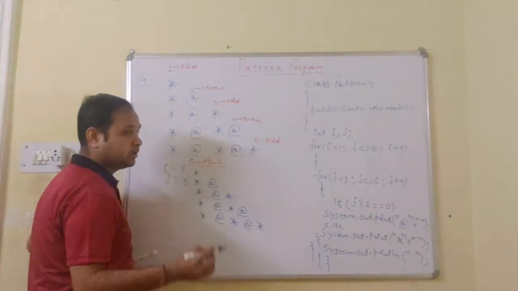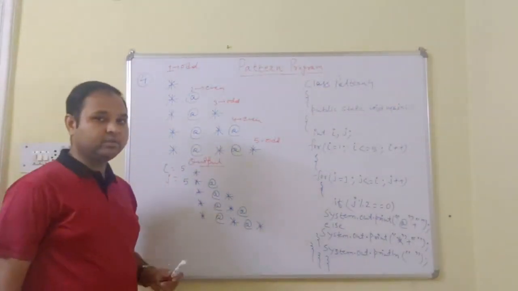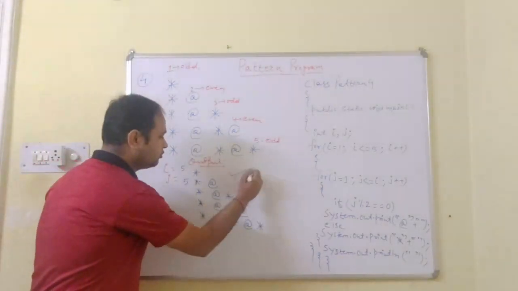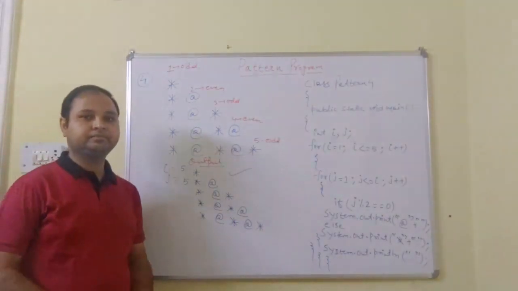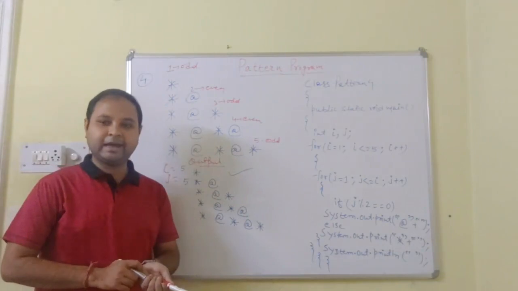Because all the odd numbers are not divisible by 2, it prints star at that time, and even numbers are divisible by 2, so it prints @. So this way we get the output. Okay. Now we will discuss how to print characters.